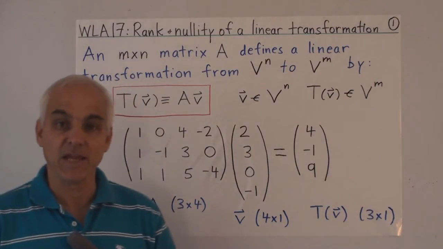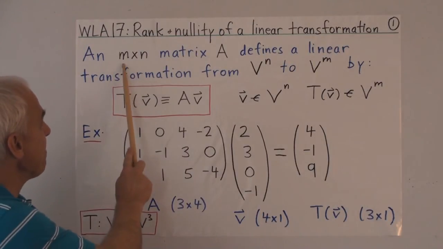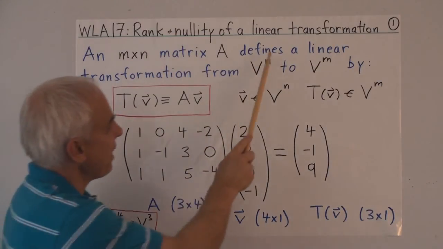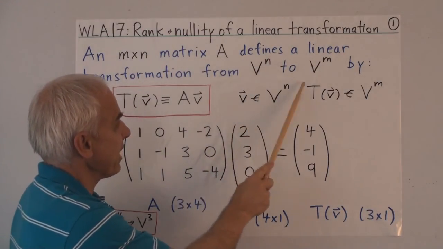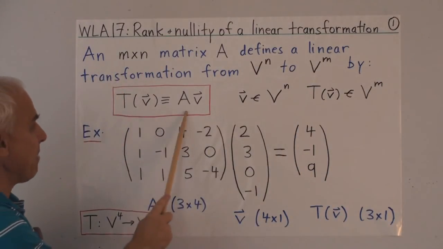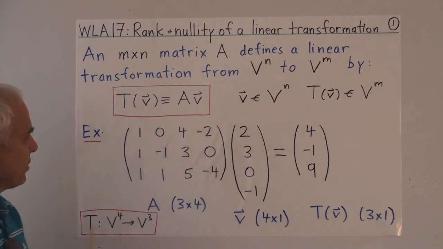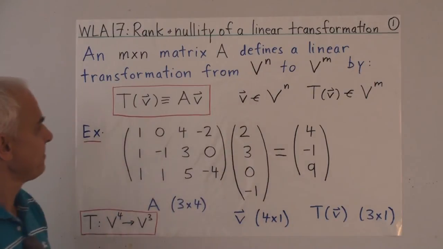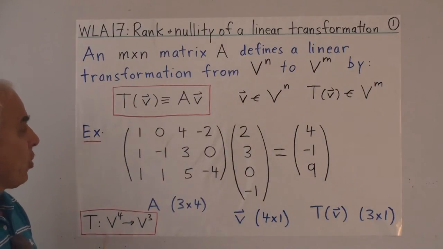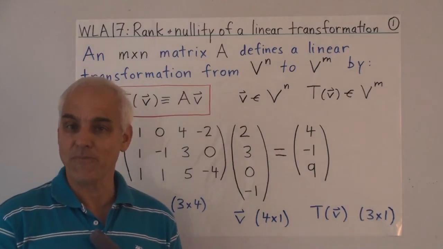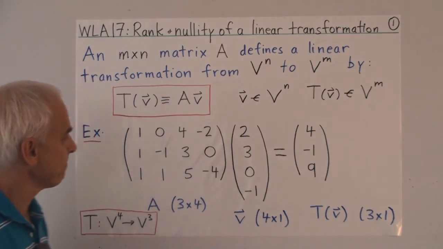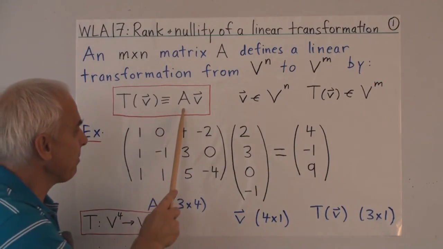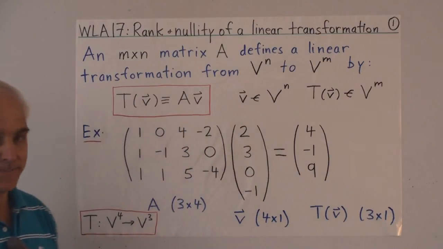So the way we get such a thing is by a matrix. If we have an m by n matrix, let's say A, then that defines a linear transformation from n-dimensional space to m-dimensional space by this basic formula. The linear transformation's name is T. V is a vector in Vn, in n-dimensional space, which we can think of concretely as a column vector with n elements. And what does that linear transformation do to that vector V? Well, it multiplies it by the matrix A on the left.